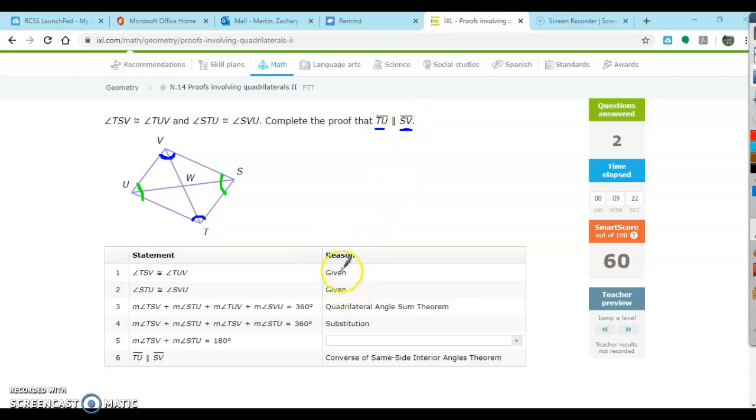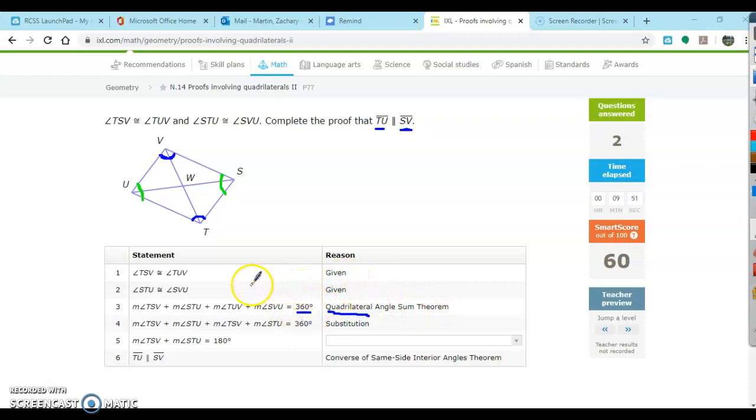Well, we've got two givens. Great. Check, check. Now, these are angles within a quadrilateral, so when we sum these angles up, they must equal 360 degrees. That's our quadrilateral angle sum theorem, similar to our triangle angle sum theorem, which says that all the angles of a triangle add up to 180 degrees. We also have a quadrilateral angle sum theorem. It says that all the angles in a quadrilateral sum up to 360 degrees.